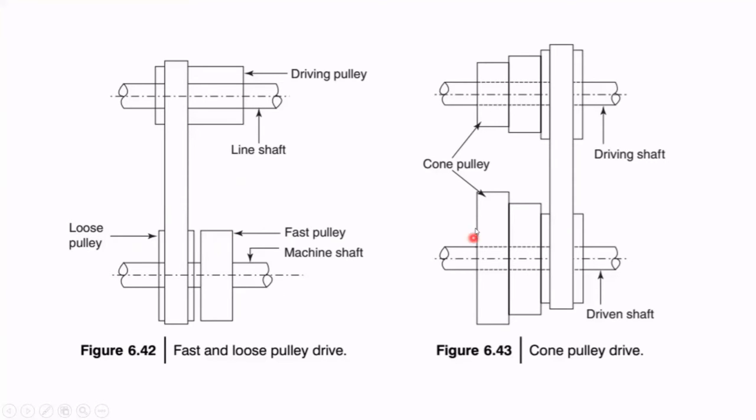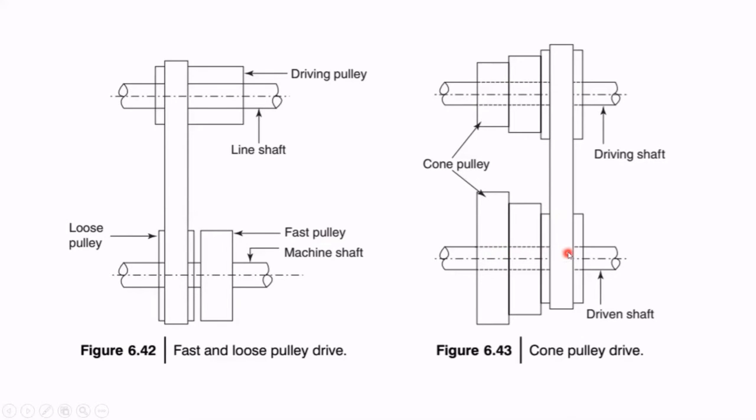And the last belt drive is the cone pulley type belt drive. This cone pulley type belt drive is used for varying the speed of the belt drives. For obtaining various speeds, we are using the cone pulley type belt drive. Every shaft has 3 steps. Here, see this, the pulley has 3 steps. The diameter is varying. Similarly, here also we have 3 steps.